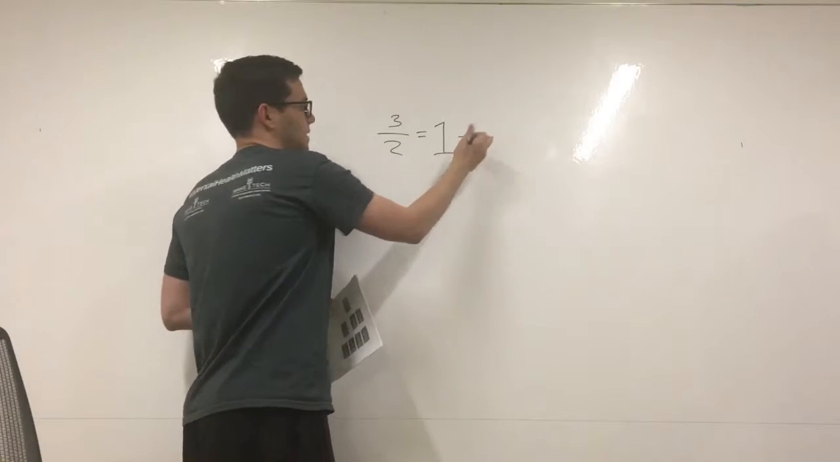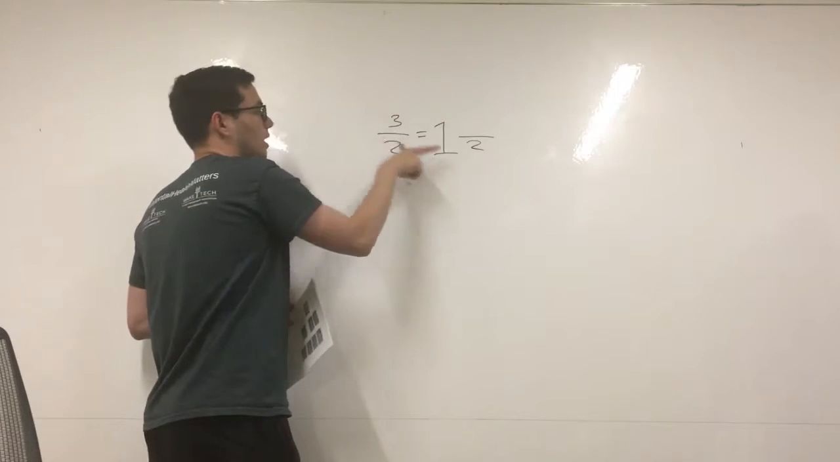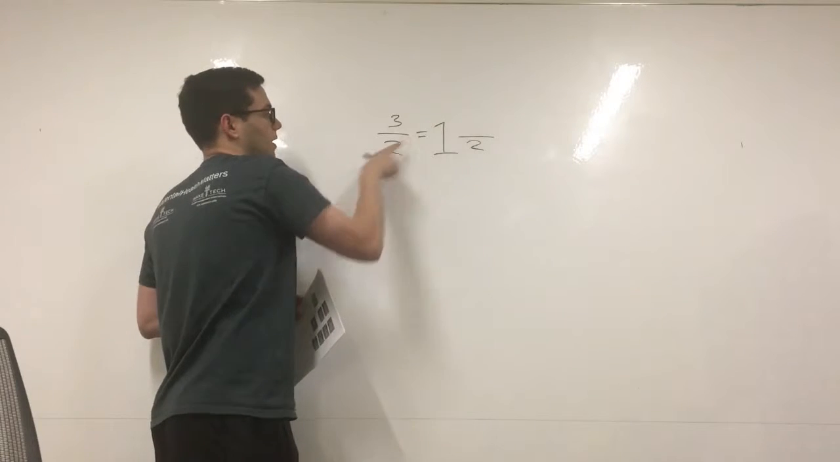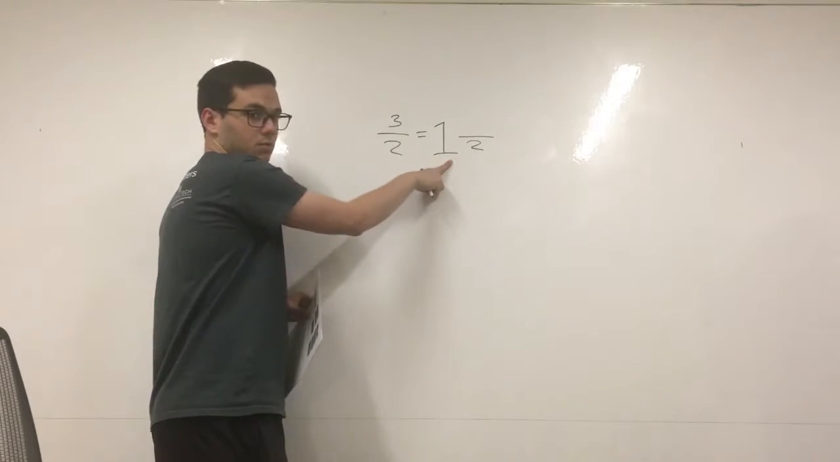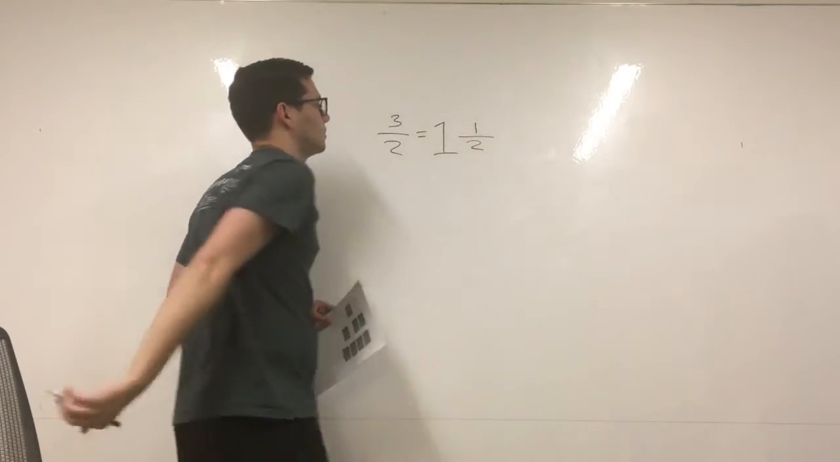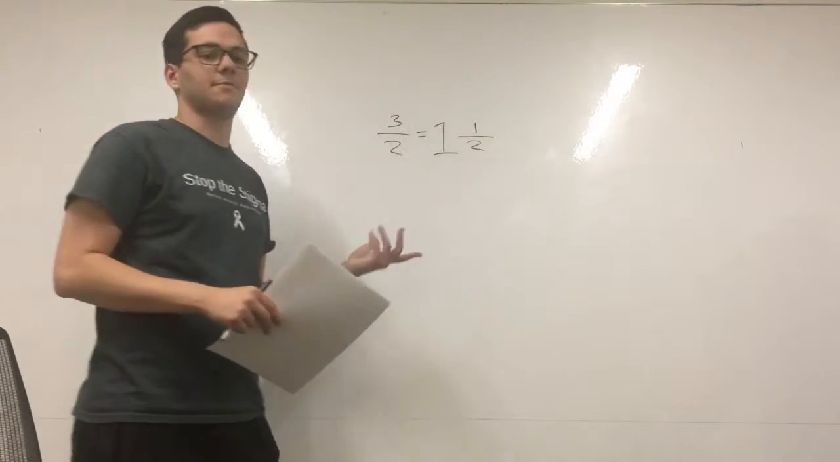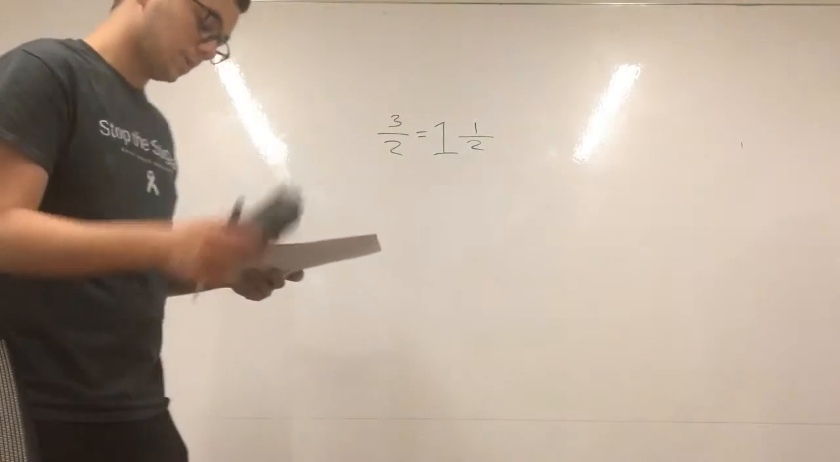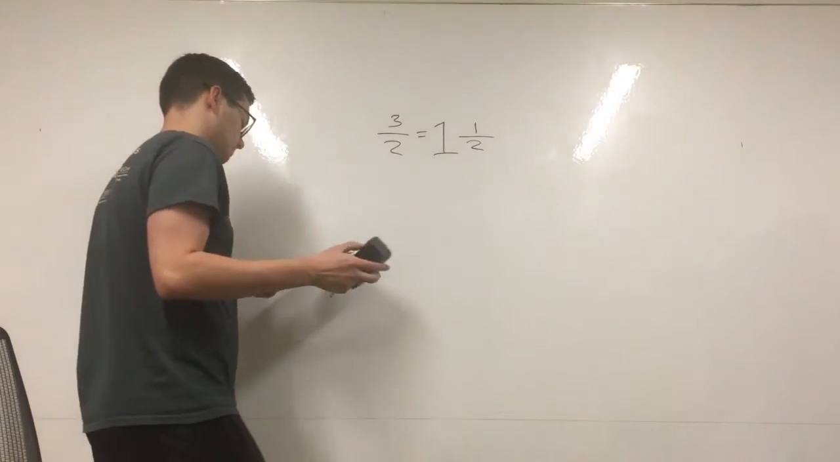The denominator stays the same, 2. Now, what number goes on top? So 2 times 1 is 2. 3 minus that 2 is just 1. So what goes on top is like what's left, basically. And we can try another example just to make sure that's clear.